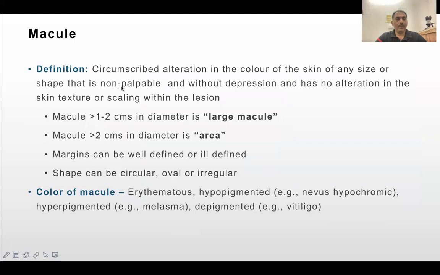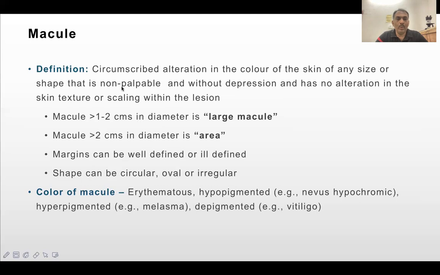Now coming to the first primary lesion, which is the macule, and this is described as a circumscribed alteration in the color of the skin of any size or shape, which is non-palpable. This is a very important point. A macule is a non-palpable alteration in just the skin color. There is no depression, no elevation, no alteration in the skin texture as well.